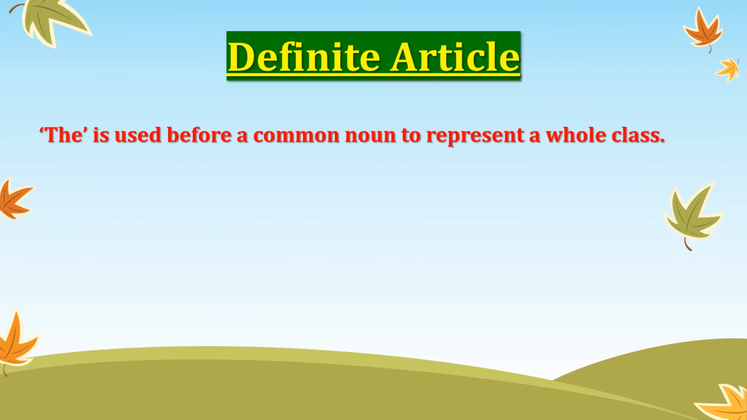The is used before a common noun to represent a whole class together. For example, this word tiger, it is a common noun. But if we are talking about all the tigers, this word tiger represents all the tigers in general, all together, then it becomes specific. So whenever we use a common noun to represent the whole class together, then we use the before the common noun.